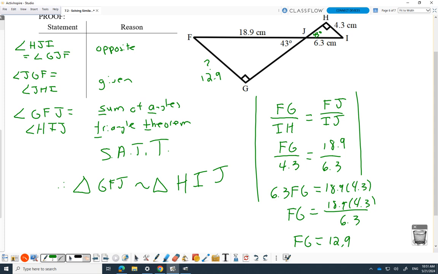It's not isosceles. If it was isosceles, I'd be off to the races. Yeah, if that was a 45, I'd be home free. It's going to be close, but it's not exactly right on.